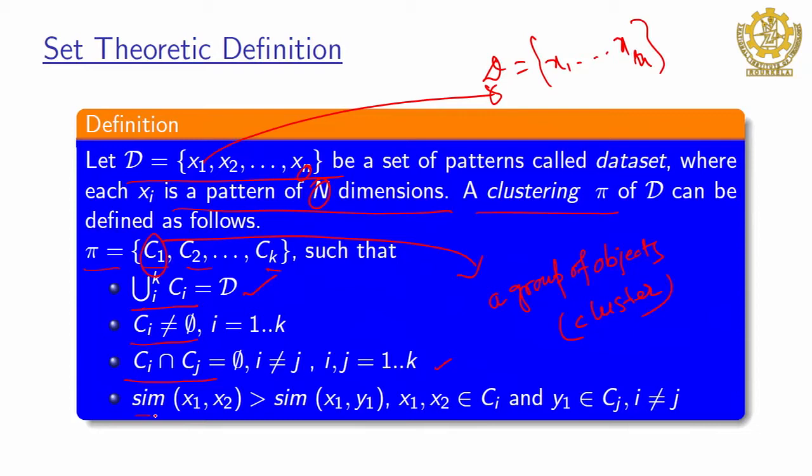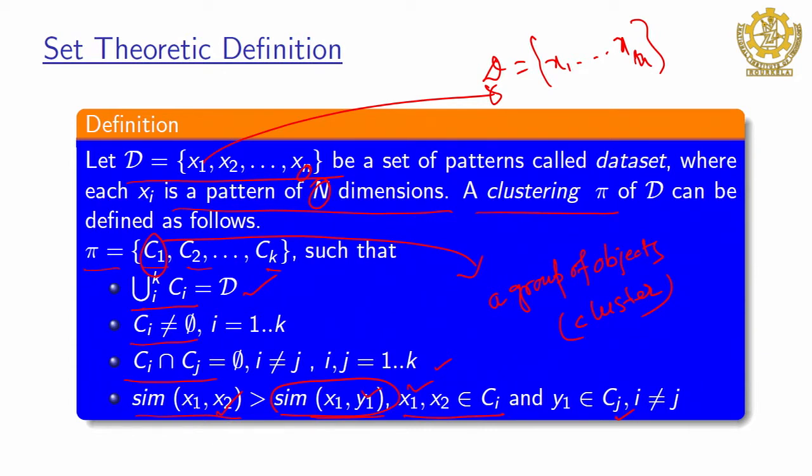The similarity between two objects in a cluster will be more than the similarity between two objects across clusters. Let us say x 1 and x 2 are in a cluster, so the similarity will be more. If x 1 is in C i and y 1 is in C j, so they are in two different clusters, then the similarity value will be less compared to objects belonging to the same group or cluster. This is the set theoretic definition.